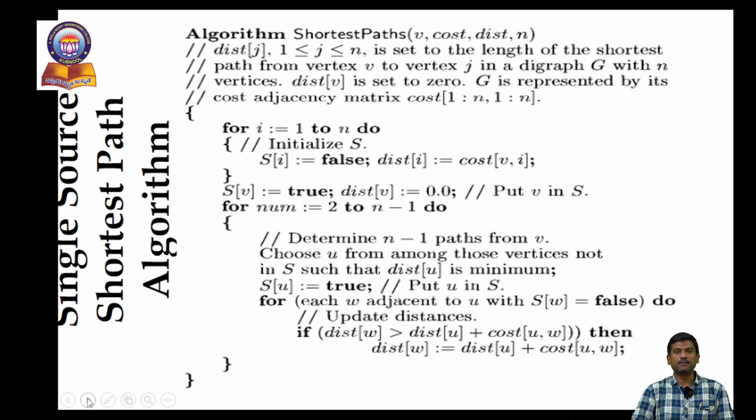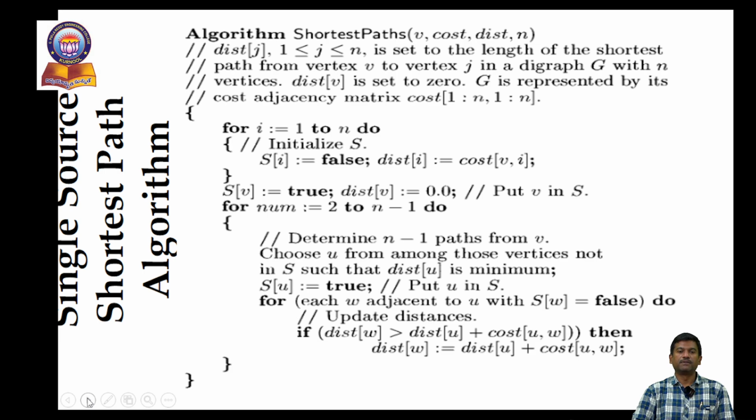And from the second vertex onwards, determine N minus 1 paths from V. That is, you need to choose U from among those vertices which are not present in the solution set, such that the distance of U is minimum.